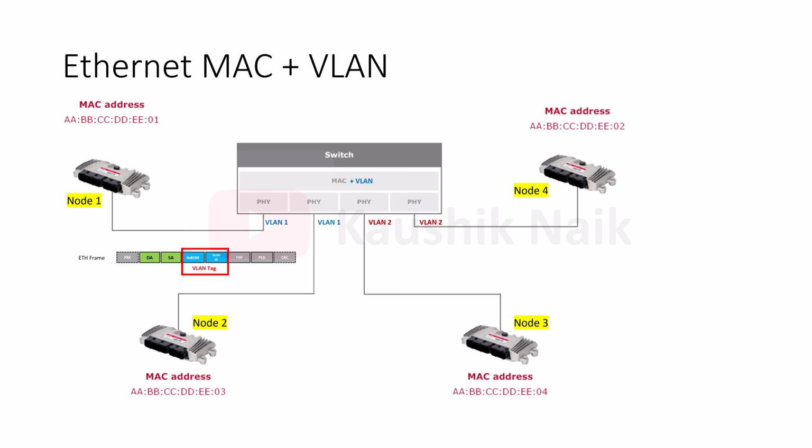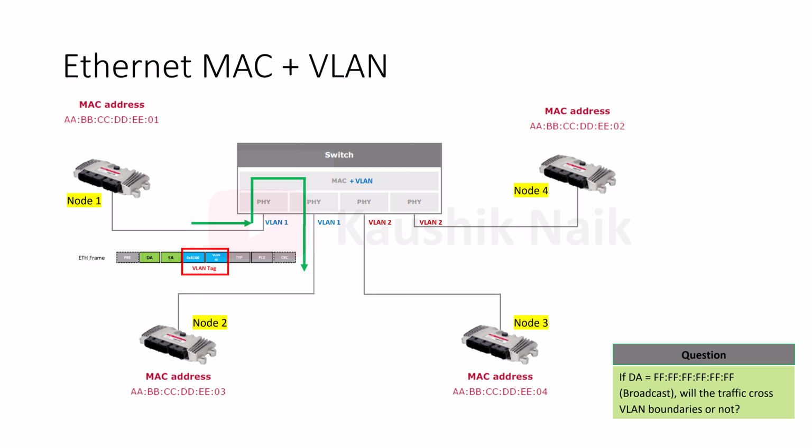So whenever a VLAN tag is added to the Ethernet frame, the switch gets to know that it has to be communicated within the VLAN network and will not go beyond the VLAN network. If we consider this example, if the message has to go from node 1 to node 2, first the source and the destination MAC addresses will be matched. Then the VLAN tag will be checked. If it is set to VLAN 1, only then the switch sends the message to node 2.